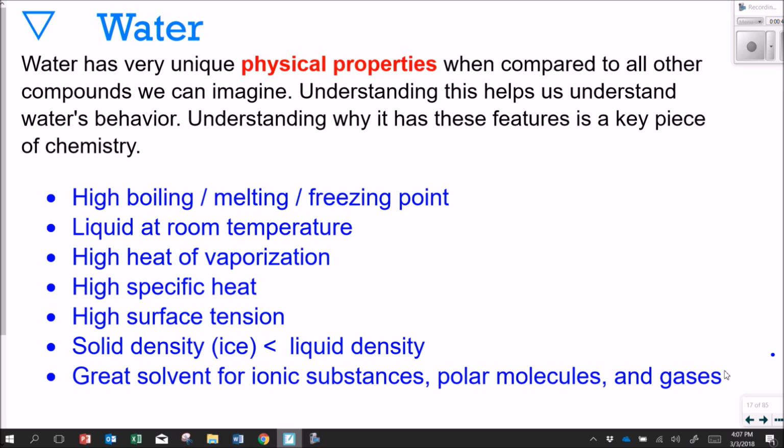The solid density, so ice, is smaller than the liquid density. This is the other way around for most substances. And it is also a great solvent for ionic substances, polar molecules, and gases.